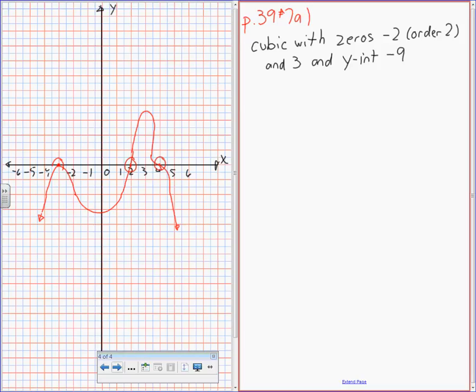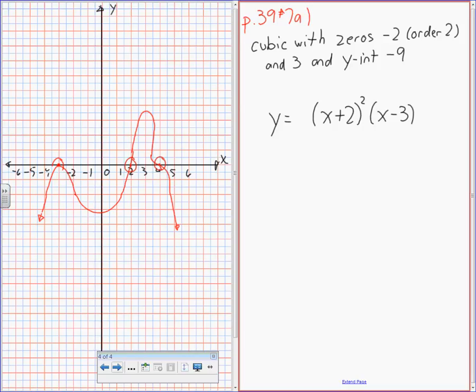So I'll open this up to anybody right now. Okay? If something has a 0 of negative 2 of order 2, how do I make that look in the equation? Alan, go. That would be y equals something bracket x plus 2 squared. Okay, good. You can stop right there. Lovely. Okay. So that's going to have a root of negative 2, right? And it's going to be of order 2. How do I make something with a 0 of positive 3? What's that going to be? Jesse, go ahead. X minus 3.